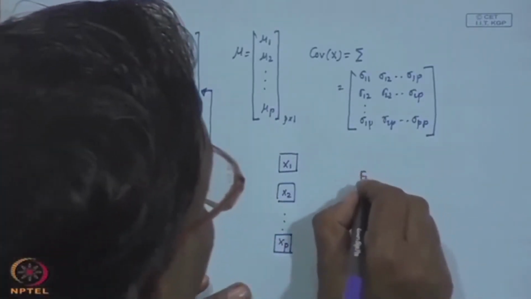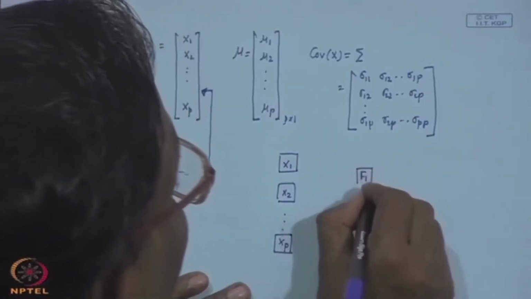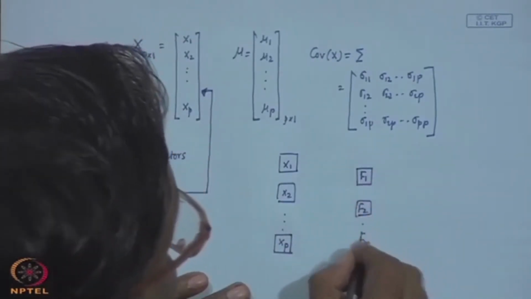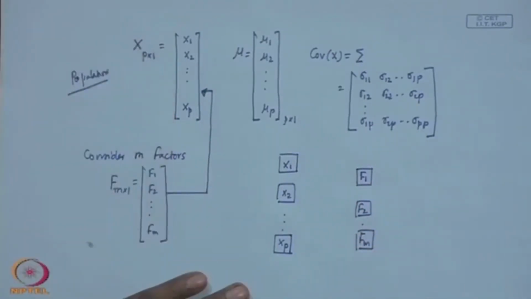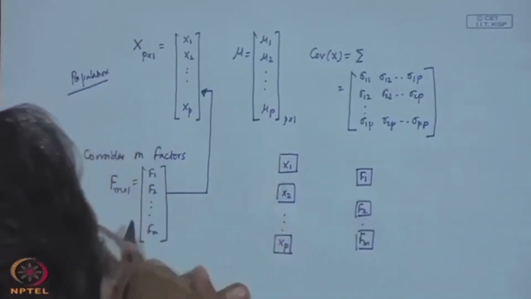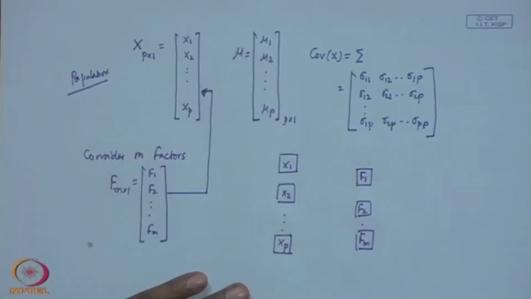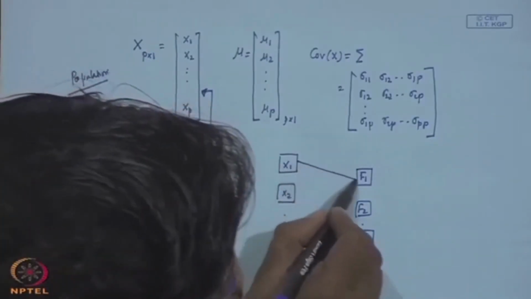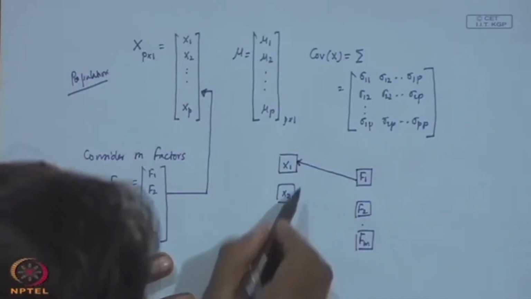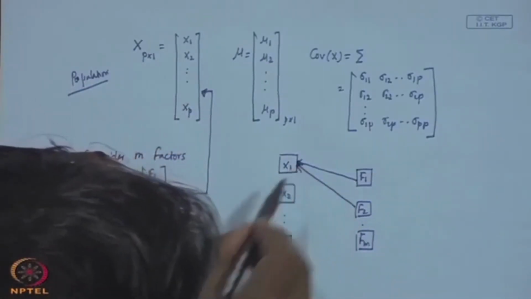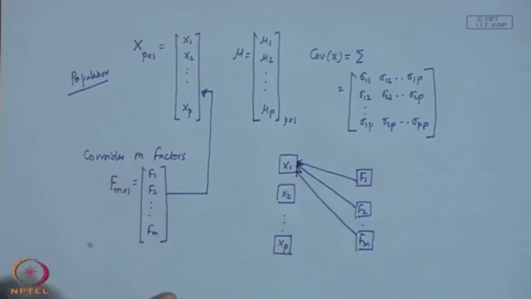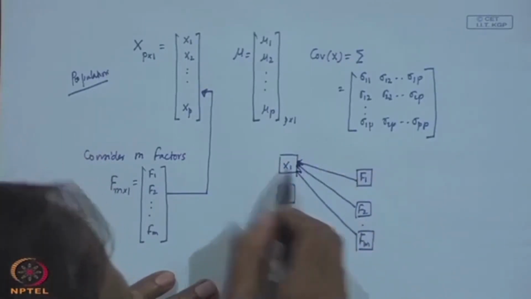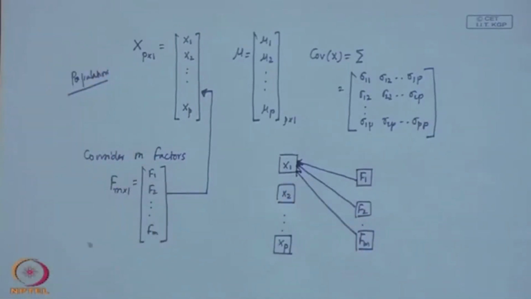And we are saying that there are factors F 1, F 2 and F m, m factors, which are causing these x variables to occur. So, in this case I can say x 1 is caused by F 1, x 1 is also caused by F 2, like this up to F m. What we are trying to say is that there are m factors which influence this x 1. Because of these factors you are able to observe x 1.